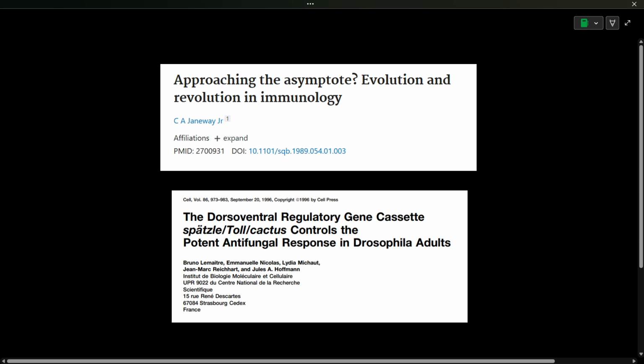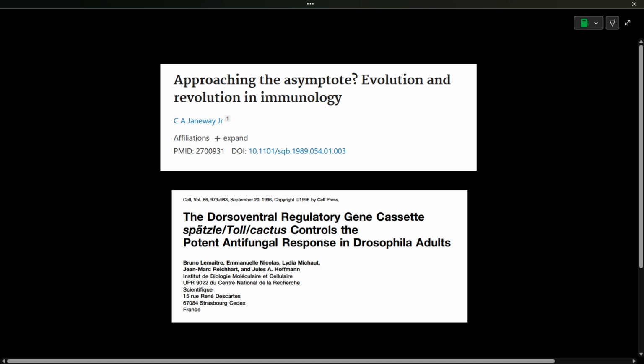Their study revealed that whenever there's a fungal infection, a proteolytic cascade will be activated, which turns a protein known as Spätzle into its active form. And once Spätzle is activated, it results in an intracellular signaling cascade, which will be important for dealing with the fungus. This Spätzle is a cytokine-like molecule.